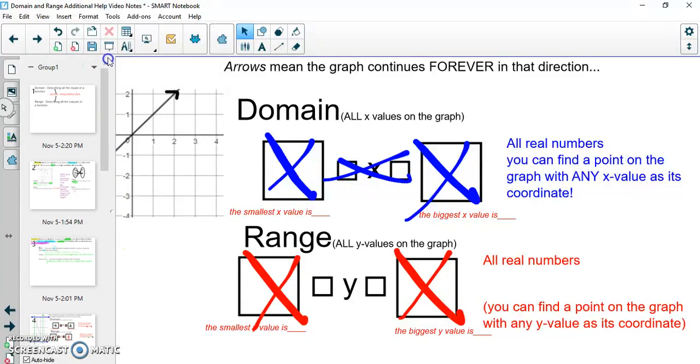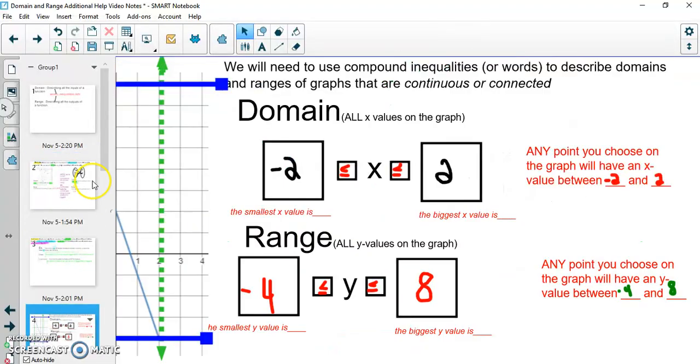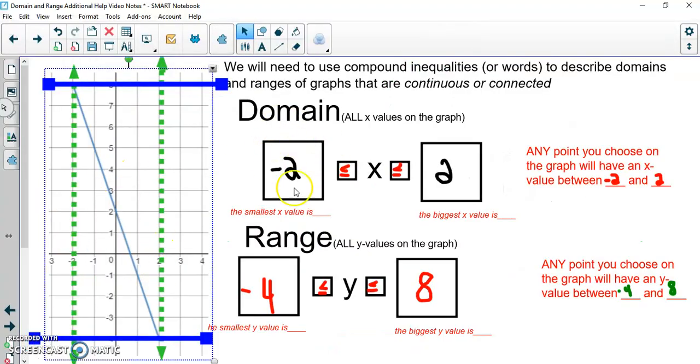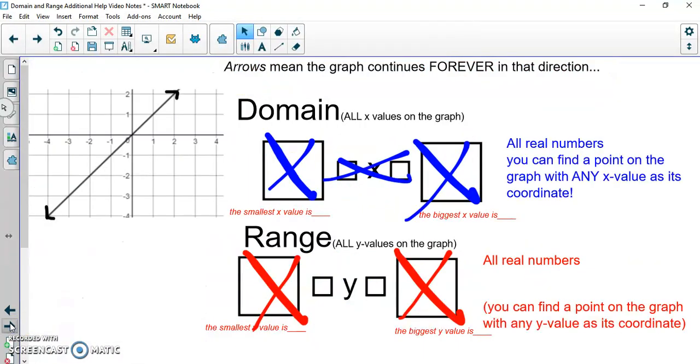So those are some big major ideas when it comes to domain and range. First of all, just knowing the difference between discrete and continuous, but then also looking at the differences between the continuous graphs where I can find the smallest and the biggest endpoints, graphs where maybe I can only find the smallest or the biggest, and then graphs where I can't find either of them.